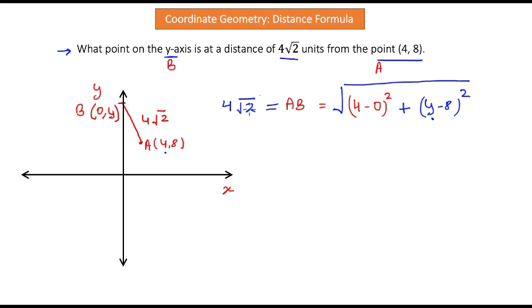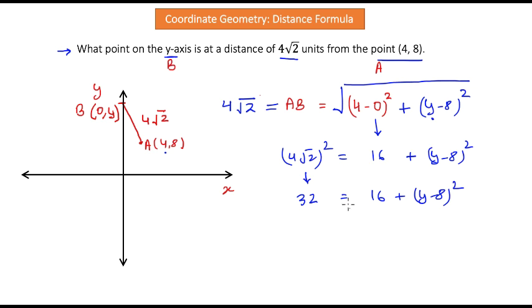So let's solve it. Let me square this whole thing. So 4 square root of 2, squared, is equal to 16 times 2, that means this value will become 32, right? And this is 16 plus (y minus 8) squared. So let's separate our variables and constants. 16 will go to the other side of the equation. Then it will be 32 minus 16. So 16 is equal to (y minus 8) whole squared.